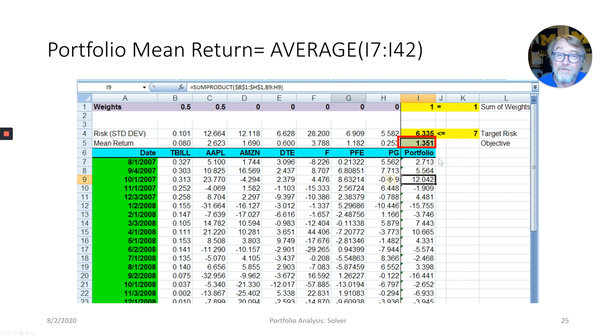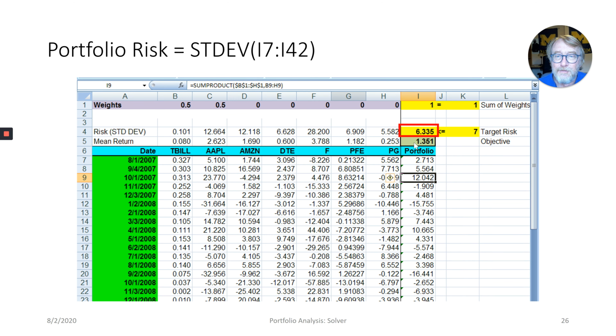Okay, and then so that's going to be our objective. We want to maximize that, right? We want to change the weights to maximize the mean return, but then we have a target risk. So I don't want my portfolio risk to be above 7. So this is something I inputted, 7. I said, hey, my risk tolerance is 7. Don't go above 7%. And how do I get my portfolio risk?